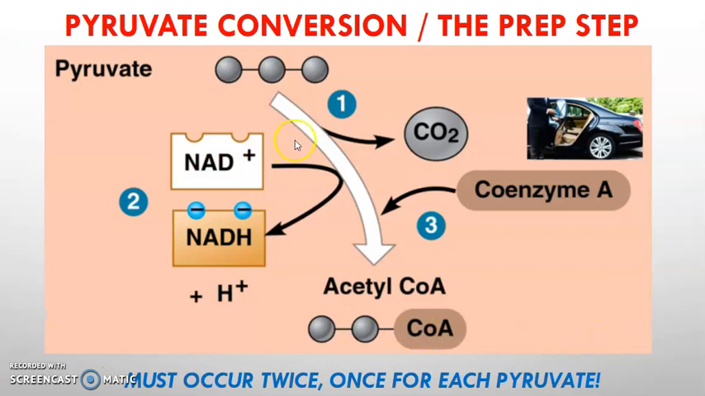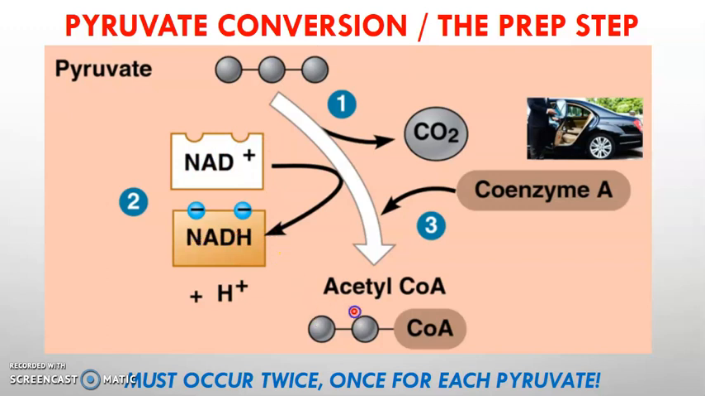So if we look at a quick picture of this, we're in the matrix right now, the center of the mitochondria. Here's a pyruvate, 3 carbons. We're going to cut or break this bond right here, and it's called a decarboxylation reaction. That releases a carbon dioxide, as well as it'll add a pair of electrons, as well as a hydrogen ion to NAD+ to create NADH.